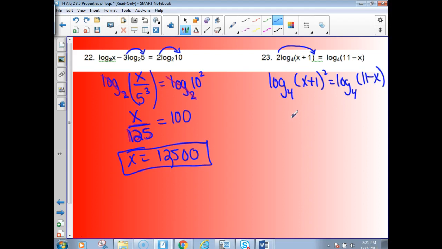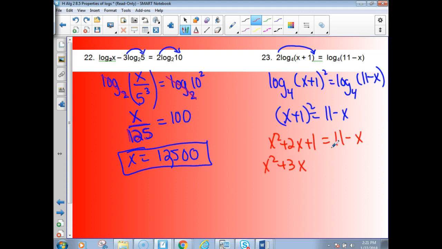I'm going to drop my logs now, and x plus 1 quantity squared equals 11 minus x. We need to square this properly. It's not x squared plus 1. It's x squared plus 2x plus 1. I caught somebody erased. Sorry. And then we're going to add x to both sides, x squared plus 3x, and subtract 11, so minus 10. Factor: x plus 5 and x minus 2 does the job. And we get x is negative 5 and x is 2.